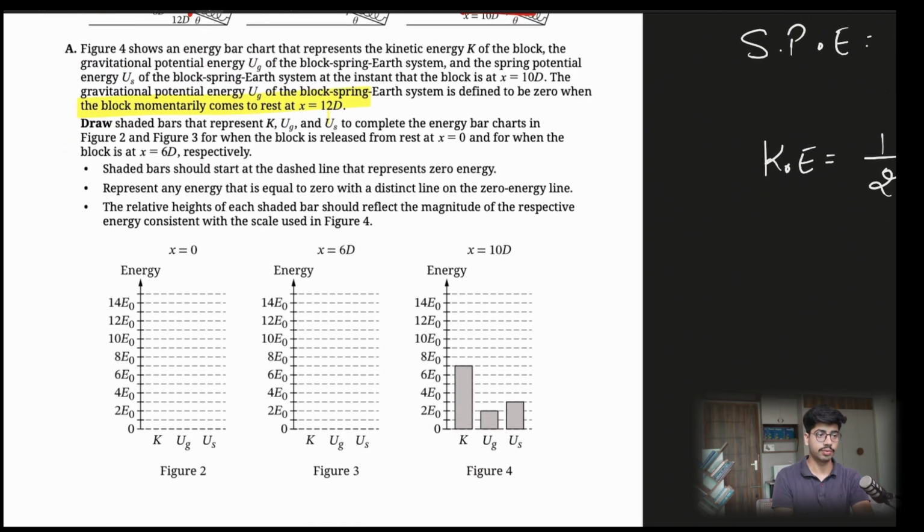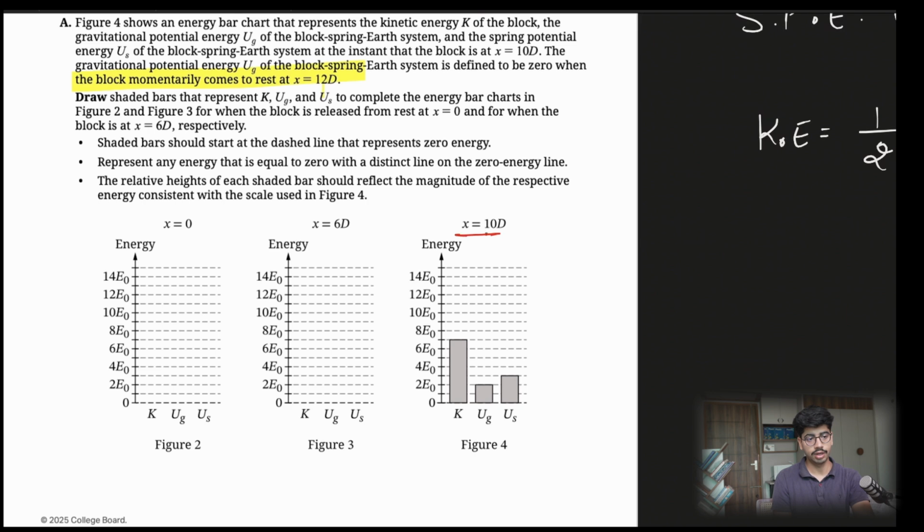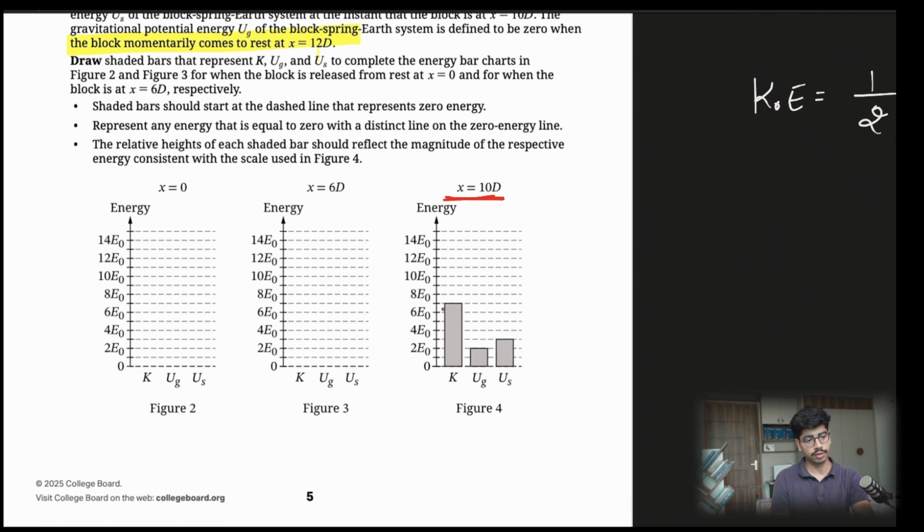They have already given the individual energy bars at the 10D. So this is the kinetic energy, 7 E naught. This is, they have given the 2 E naught. So this is the 7 E naught kinetic energy. Gravitational potential energy at the 10D is 2 E naught. And here it is given as 3 E naught.